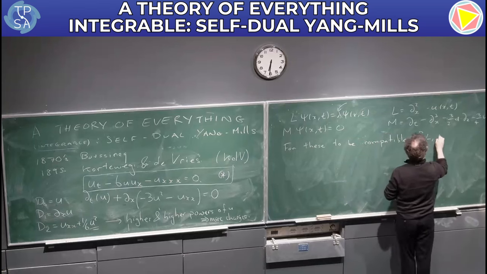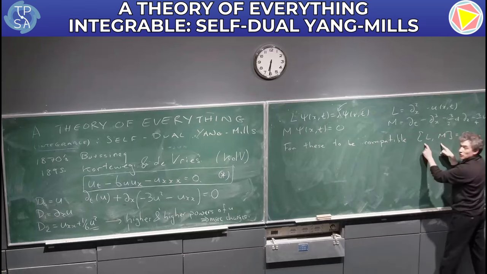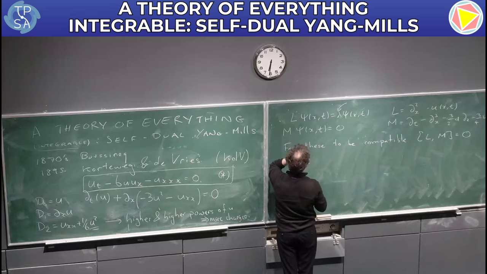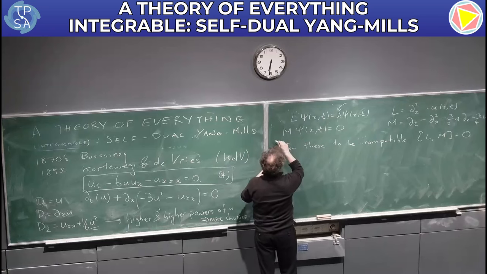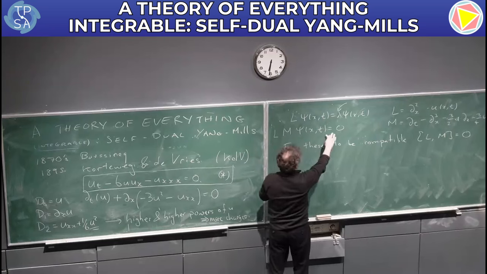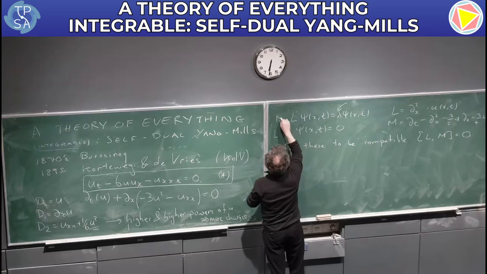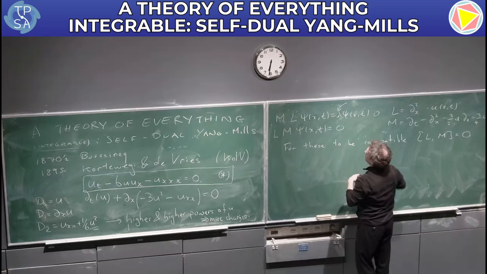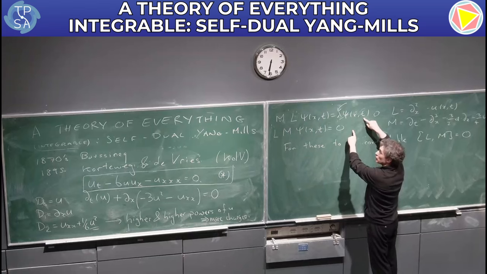I need that these two things commute, right? So I could take this and act on it with L, and I should get zero. Or correspondingly, I could act with M here, and of course now this should be zero. And so these two things need to be the same.